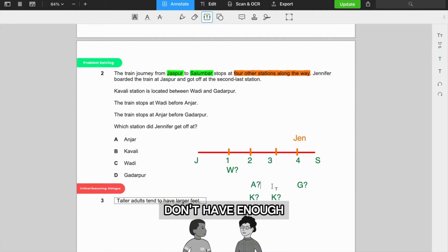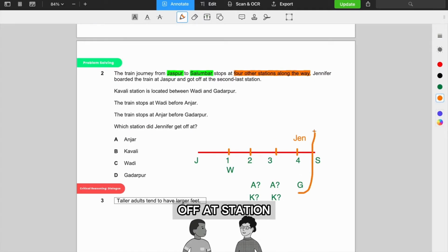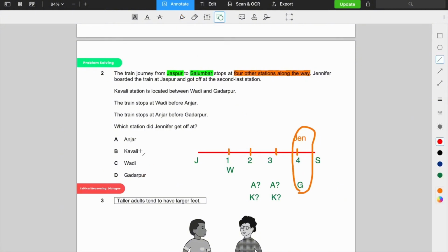So right now we don't have enough information, but we know for sure that Wadi is station 1, Gadapul is station 4, and station 2, 3 is either Anja or Cavally. We don't have enough information right now, but that's fine because the question is simply which station did Jennifer get off at? Well, Jennifer got off at station 4, which is gettable. Option D.